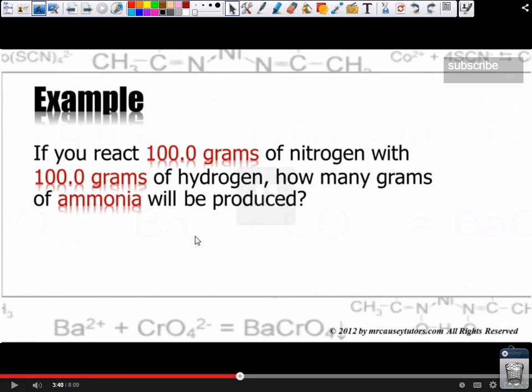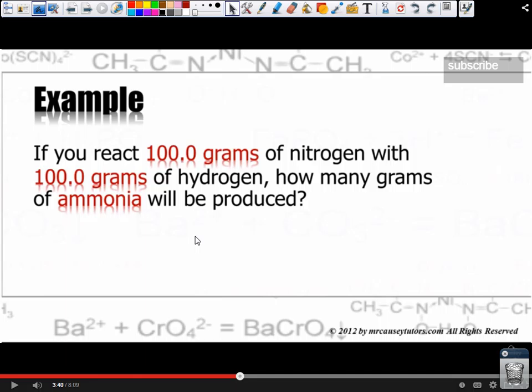All right, I want to ponder this one just real quick. So, if I have 100 grams of nitrogen and 100 grams of hydrogen, how many grams of ammonia would be produced? My first question is, isn't this a special type of reaction I told you about? What is the name of this type? Very good.